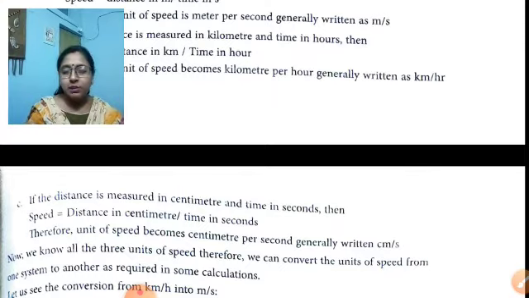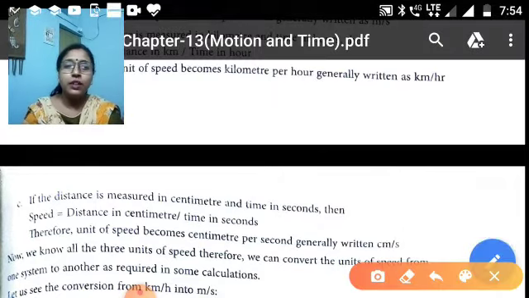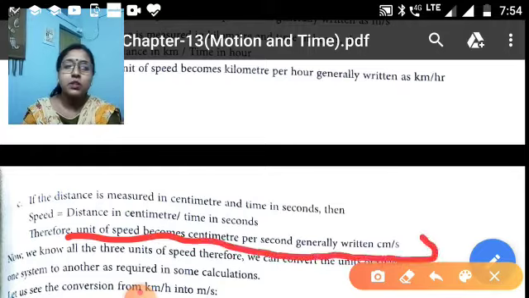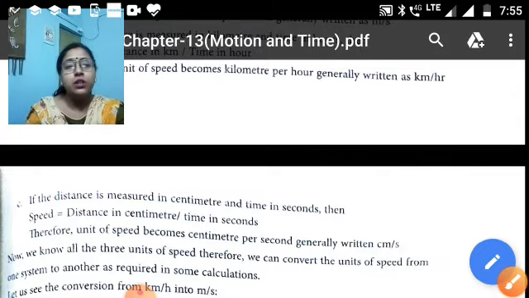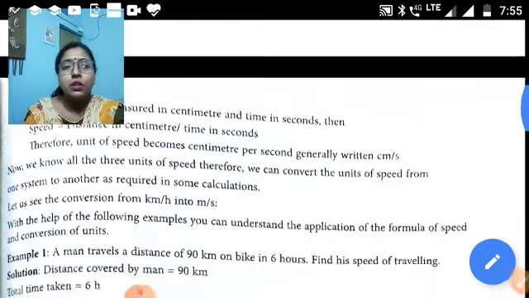Generally animals like the tortoise or the snail walk very slowly, so their speed also becomes very slow. Their values will be in centimeter per second or millimeter per second. Underline this line: the unit becomes centimeter per second. This is used to know small speed.